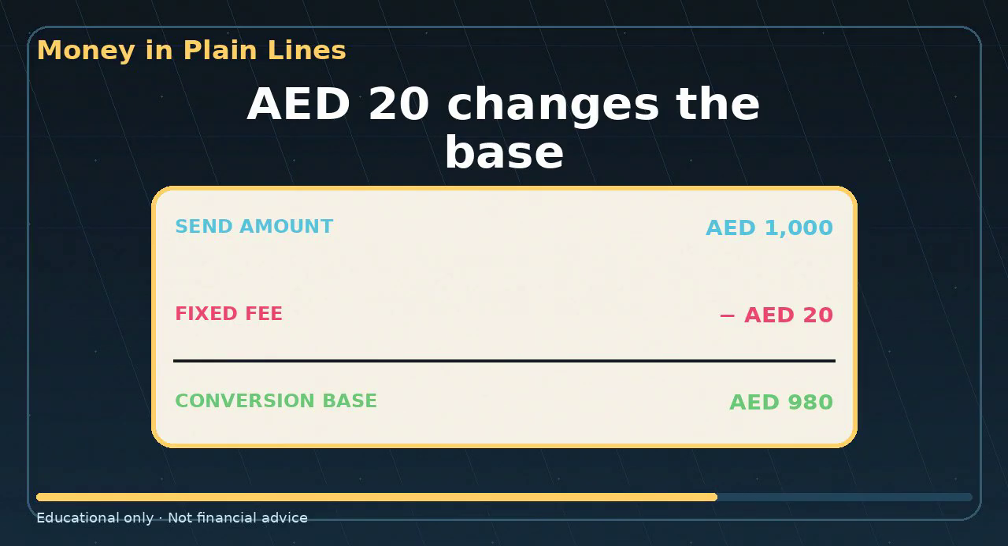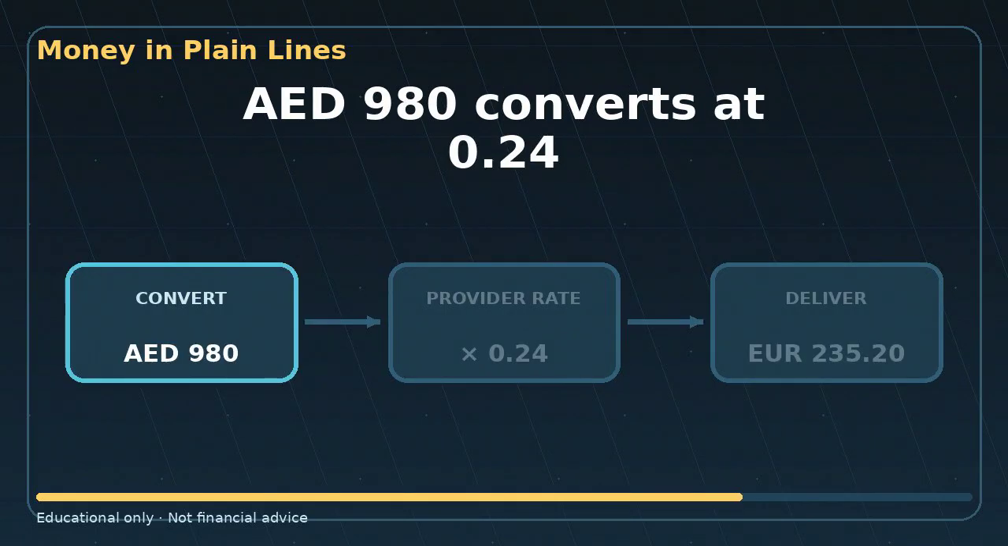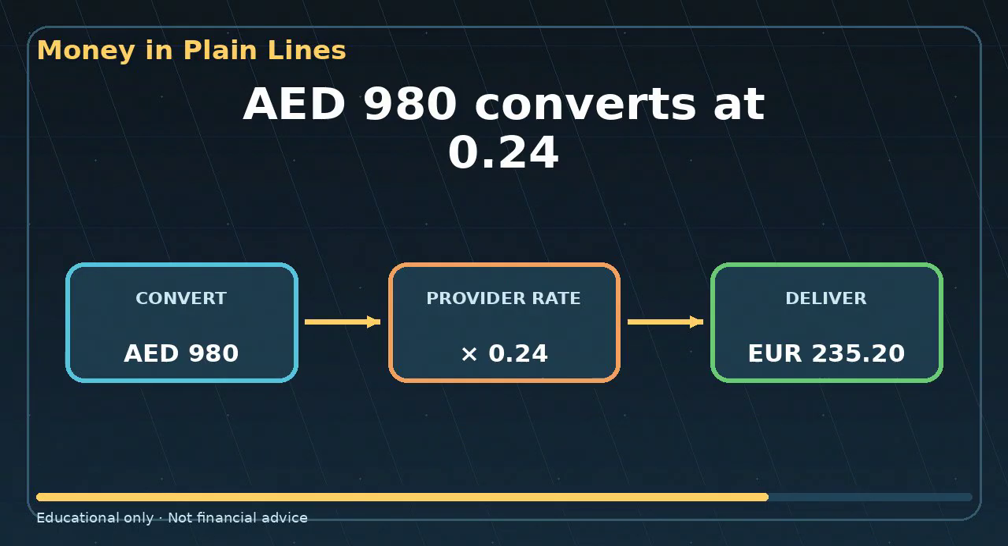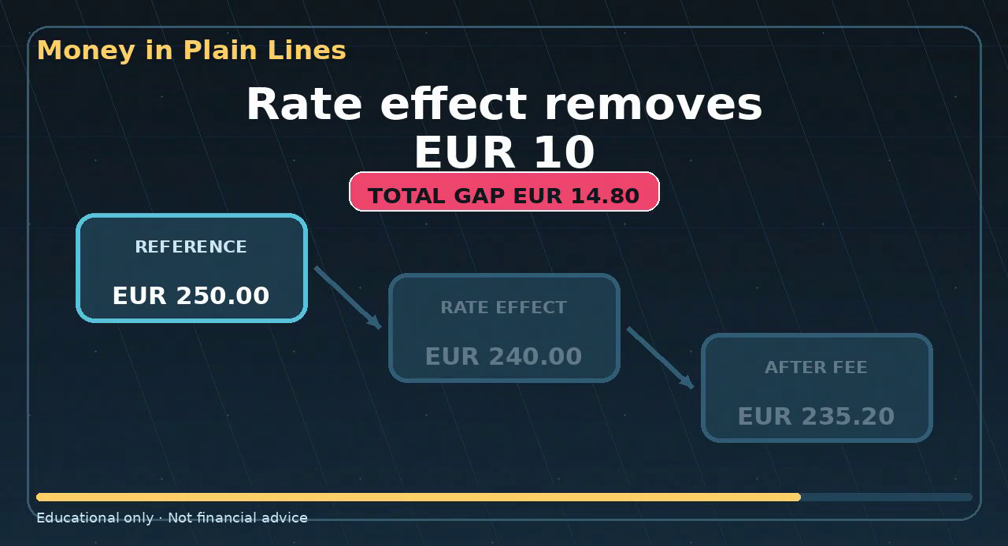Notice what this comparison does not claim. It does not label every spread as unfair, identify a best provider, or predict tomorrow's currency market. A provider can describe costs in different ways, and a live rate can move with time. A fixed fee also has a different proportional effect on different send amounts. The lesson is narrower: rate, fee placement, conversion base, and recipient amount are connected, so reading only one of them can leave the transaction incomplete.